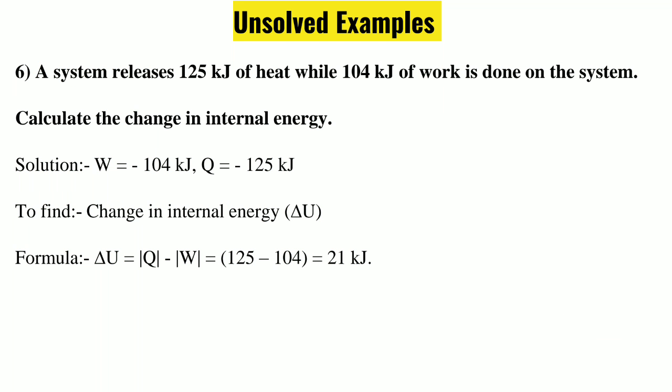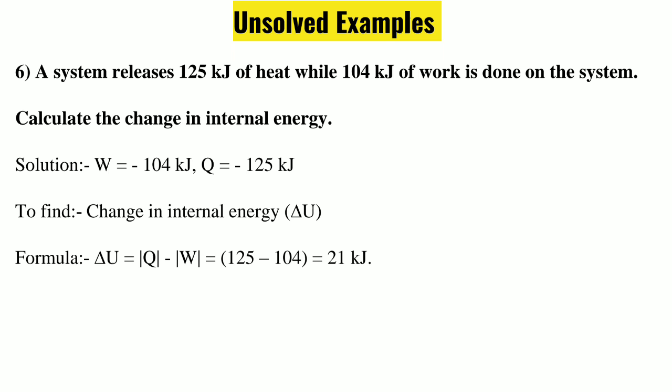Next one, a system. This sum was similarly in the solved example as well. A system releases 125 kilojoule of heat while 104 kilojoule of work is done. Calculate the change in internal energy. Work we are knowing. Release. Try to understand. The system is releasing 125 kilojoule. As the system is releasing, so Q is taken as negative.